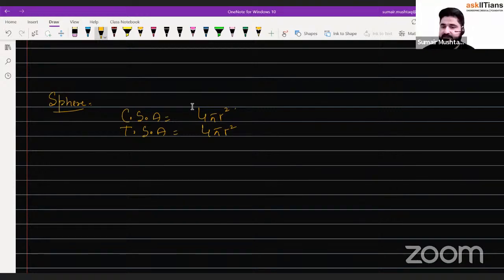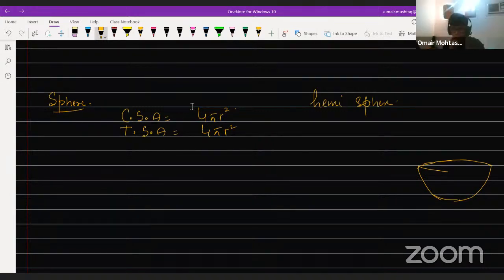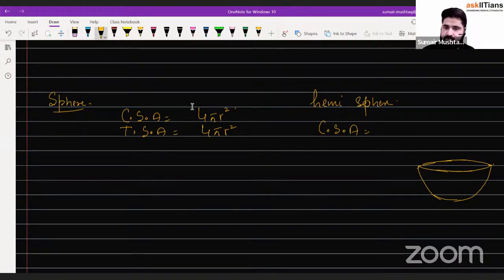A hemisphere is like this. What is the CSA of a hemisphere? 2 pi r square. No one will answer. 2 pi r square. Jatin, what will be its TSA?